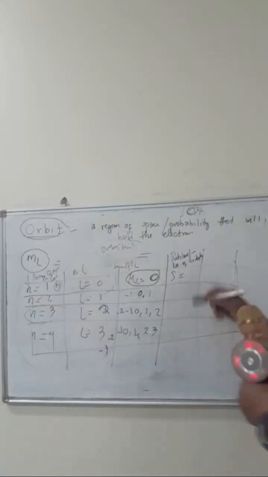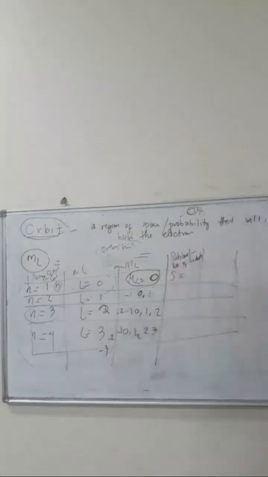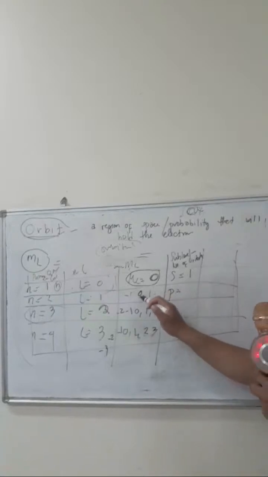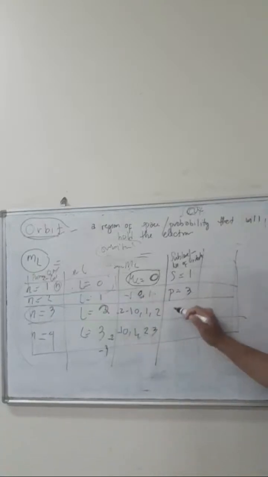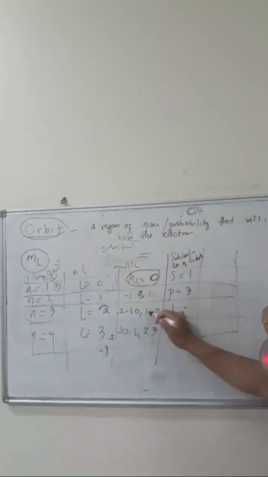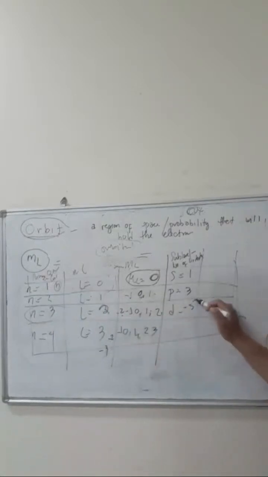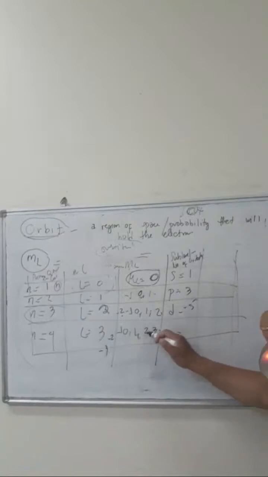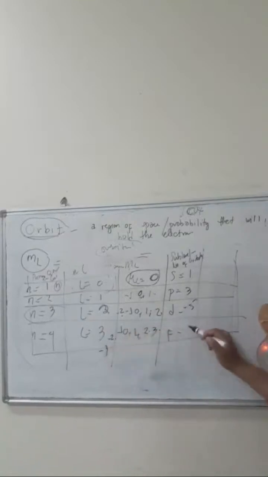Now we go to the S. So how many orbitals are in there? Now you need to count. Because in the sublevel or in the ML, it says the number of orbitals in each sublevel. So count to 1. Then the P subshell. So 1, 2, 3. 3. D: 1, 2, 3, 4, 5. F: 1, 2, 3, 4, 5, 6, 7.